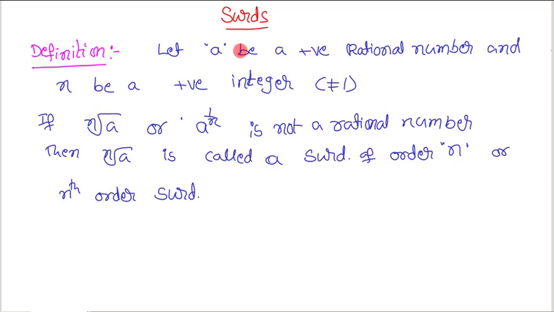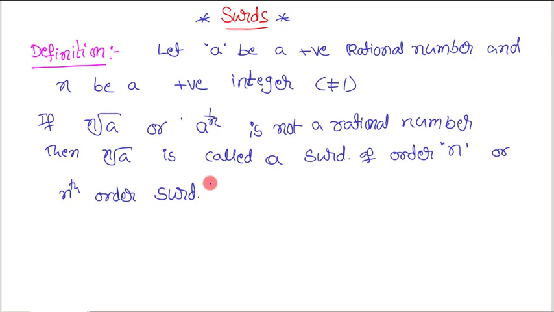Today we are going to discuss one more important topic of your maths, that is surds. Okay, so let us see the definition of surds. Let A be a positive rational number and n be a positive integer which is not equal to 1. Then if the nth root of A, or A to the power of 1/n, is not a rational number, then the nth root of A is called a surd of order n, or nth order surd.